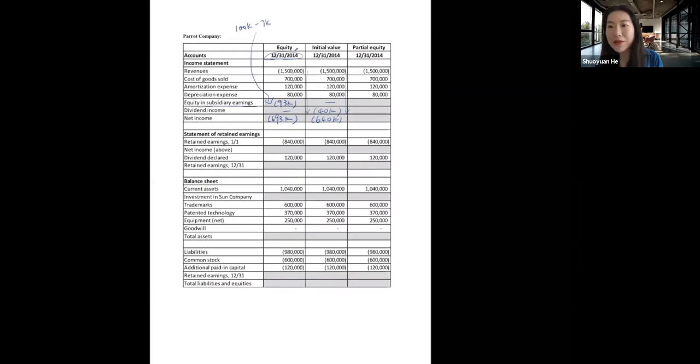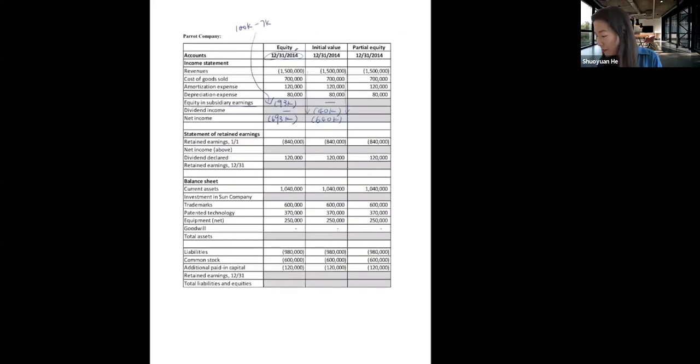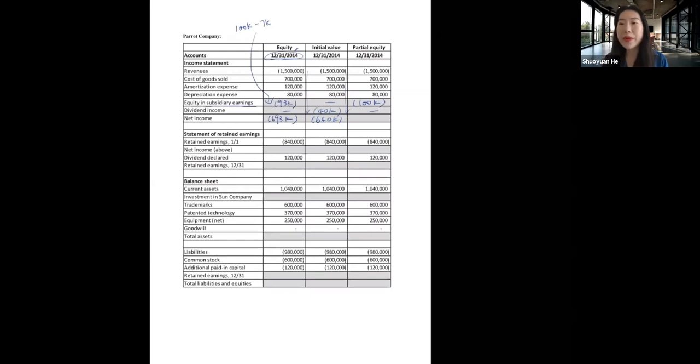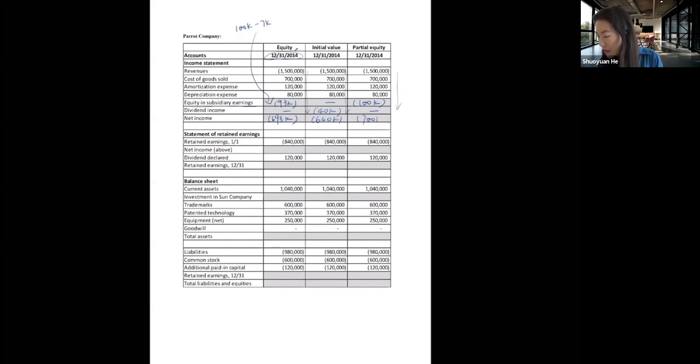If the parent has been using the partial equity method, under this method, the only difference between partial equity and equity is that partial equity does not record amortization, and it doesn't worry about the intra-entity transactions. So we only record the subsidiary's income here, which is 100,000. And then under the partial equity method, we don't record dividend as income. So if you sum them up, you are going to get 700,000.